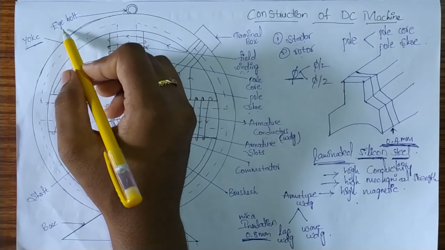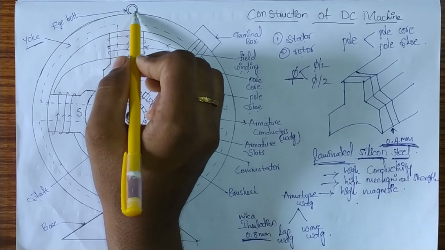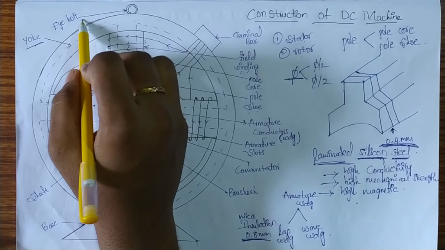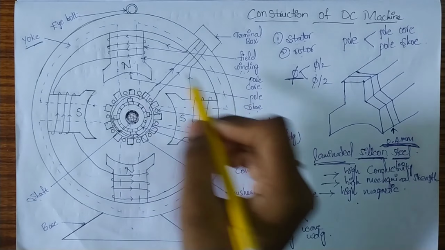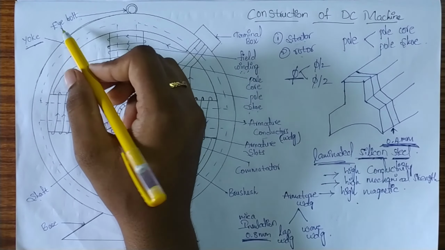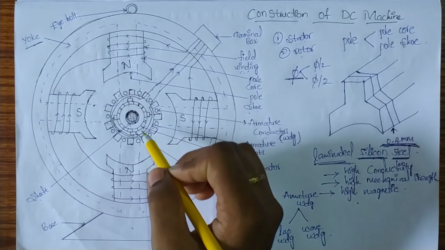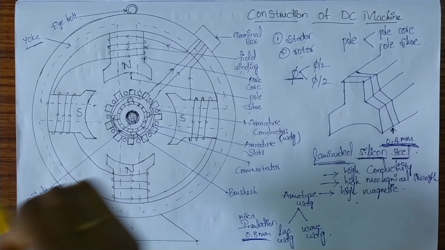And you can observe that this is an eye bolt. The main function of this eye bolt is to carry this machine from one place to another place. For that purpose we are using this eye bolt. So this is the overall construction of a DC machine.